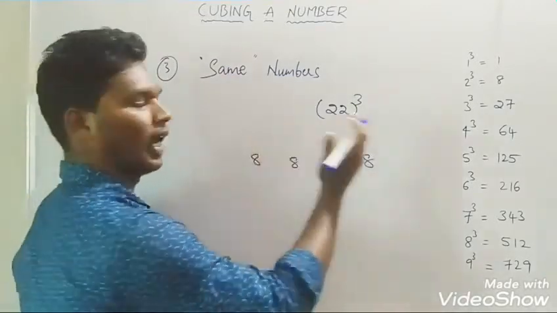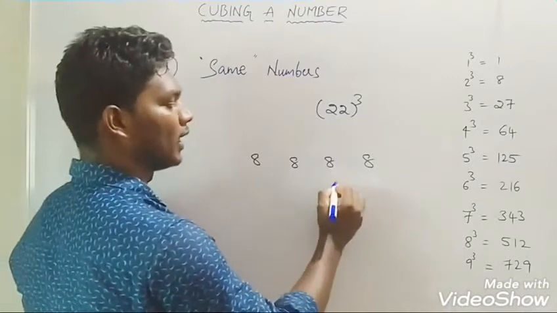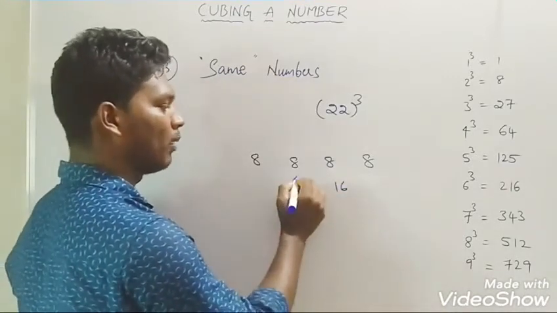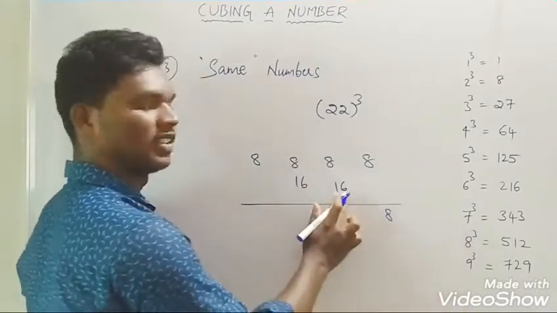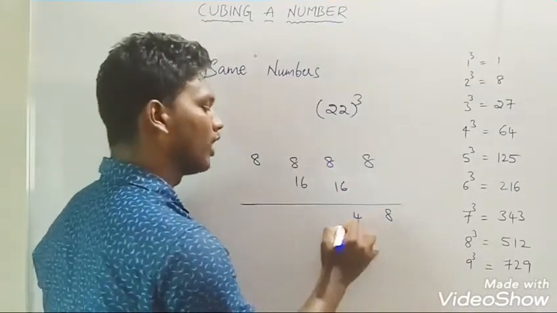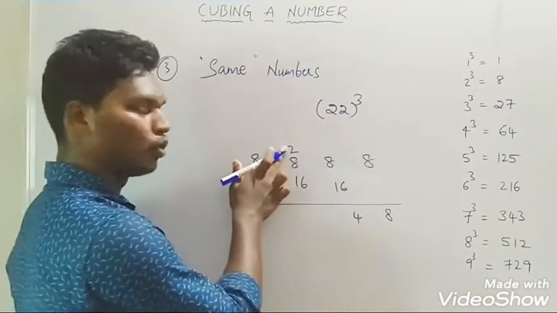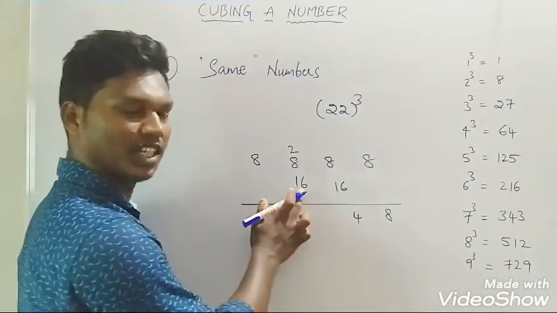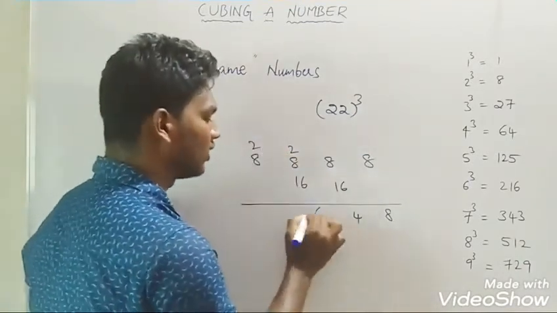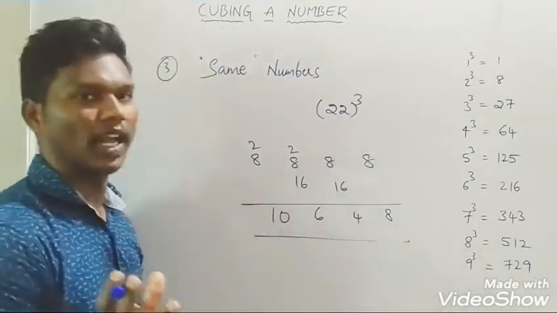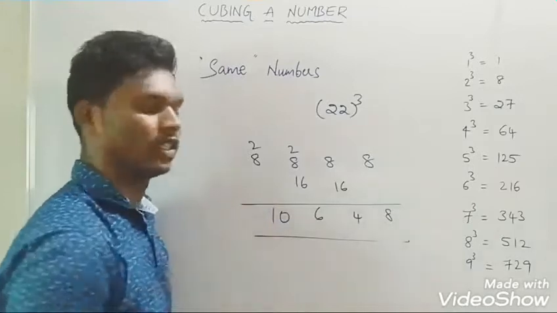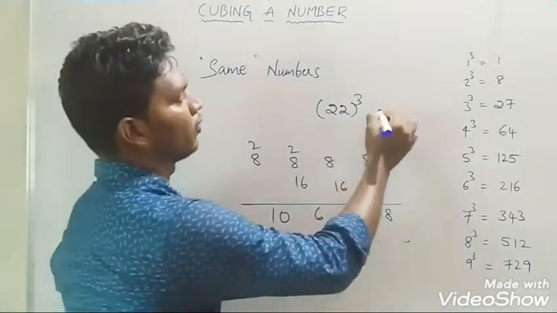Again leave the first one and the last one. 8 double will be 16 and again 8 double will be 16. So addition: 8, 16 plus 8 will be 24, write 4 and carry 2. 8 plus 2 will be 10, 10 plus 16 will be 26, 6 here, 8 plus 2 will be 10. So finally the value of 22 cube is 10648.